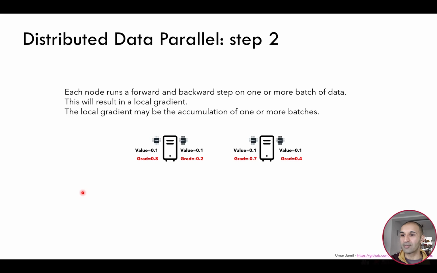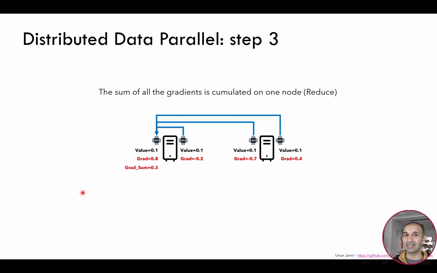The next thing we do is every node sends its gradient to one single node, and this node will calculate the sum of all the gradients it receives. Imagine all the nodes decide to send their own gradient to the first GPU, and the sum is calculated on the first GPU. This operation is known as reduce, and later we will see how it works.